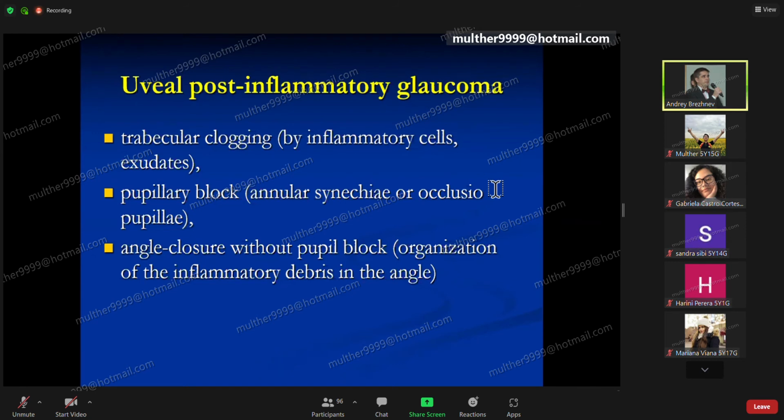Increased intraocular pressure in the posterior chamber, change of the position of the iris-lens diaphragm anteriorly, and secondary block of the angle of the anterior chamber. So this is the pathogenetic mechanism, one of the mechanisms of uveal post-inflammatory glaucoma.